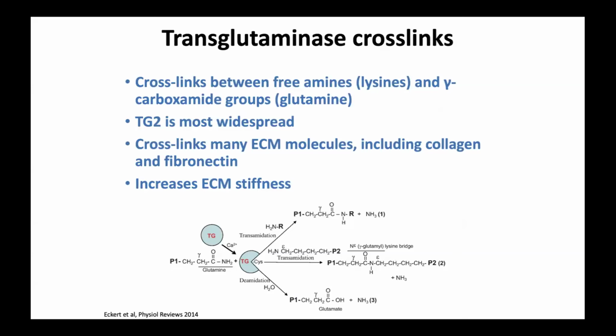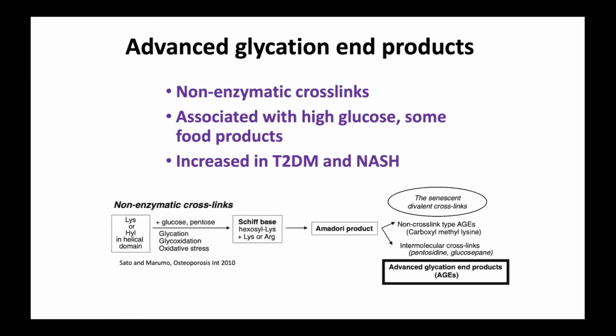Tissue transglutaminase is different chemistry. Again, there's a family of enzymes. These cross-link many ECM molecules, including collagen, including fibronectin. And like the lysyl hydroxylase, lysyl oxidase crosslinks, it increases ECM stiffness. Advanced glycation end products, these are non-enzymatic crosslinks, and they are associated with high glucose. So these are very common in people with diabetes.